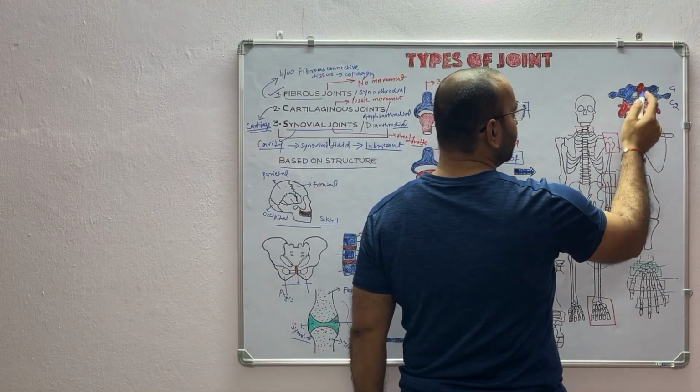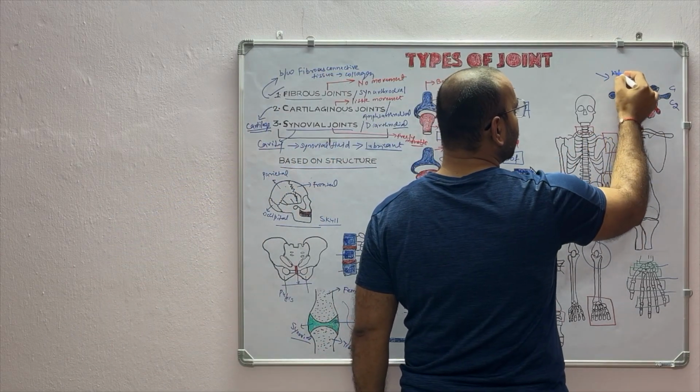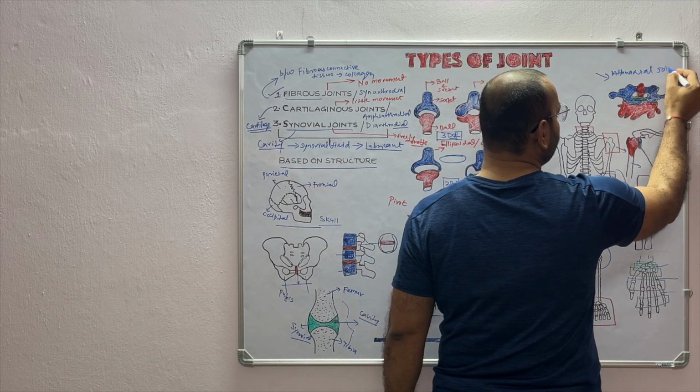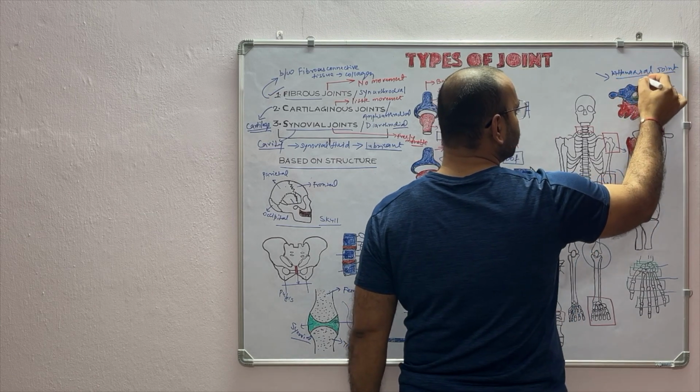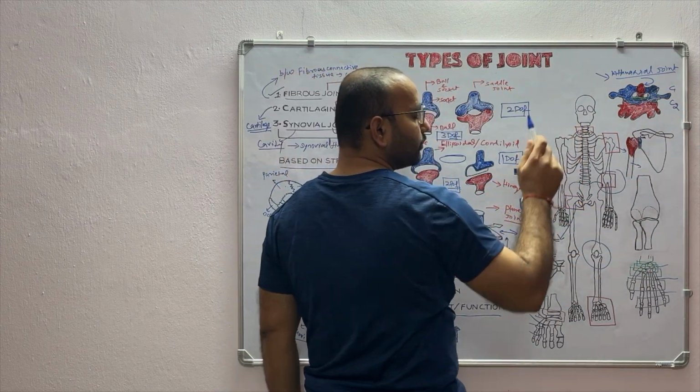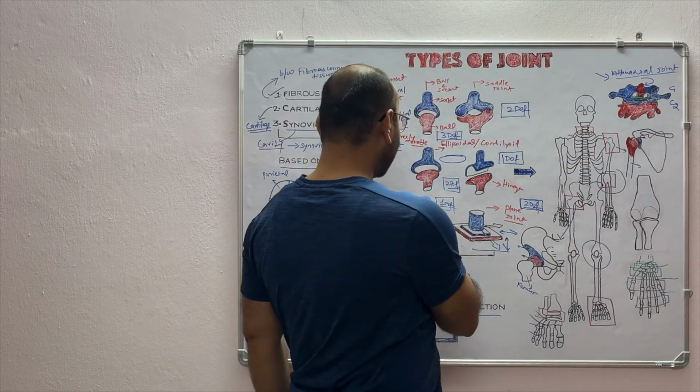They form what is known as the atlantoaxial joint, right? And C1 can rotate over the C2, right? So this movement of your head comes under the category of the pivot joint.